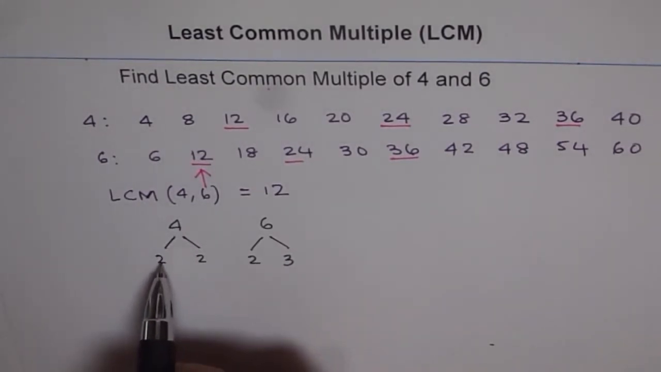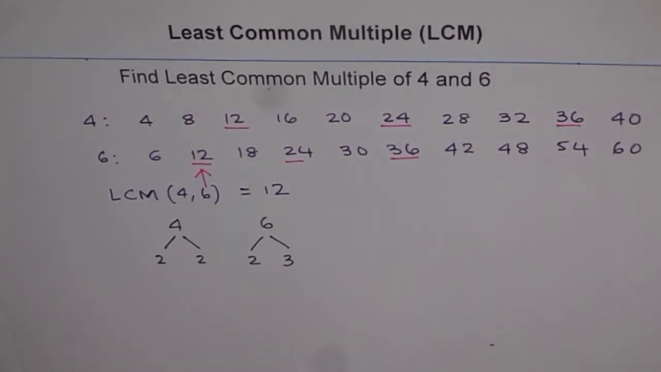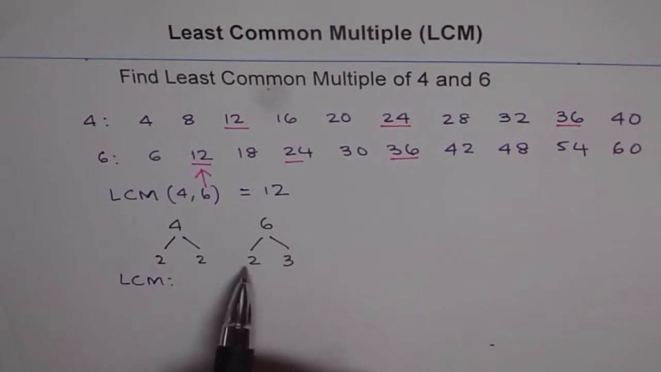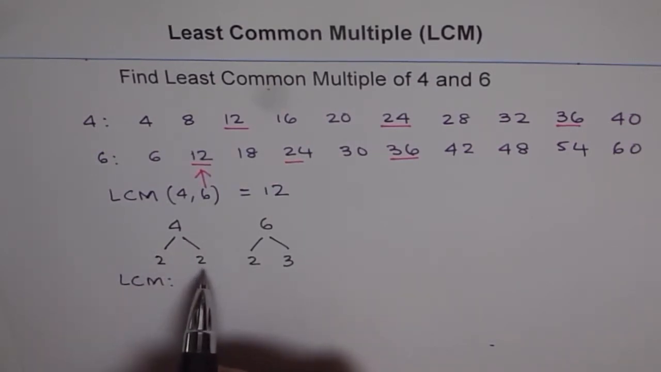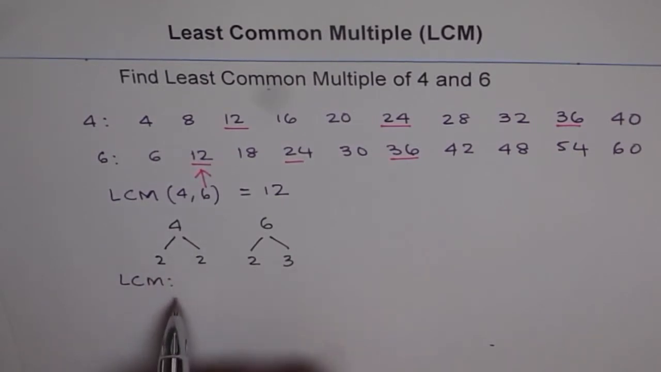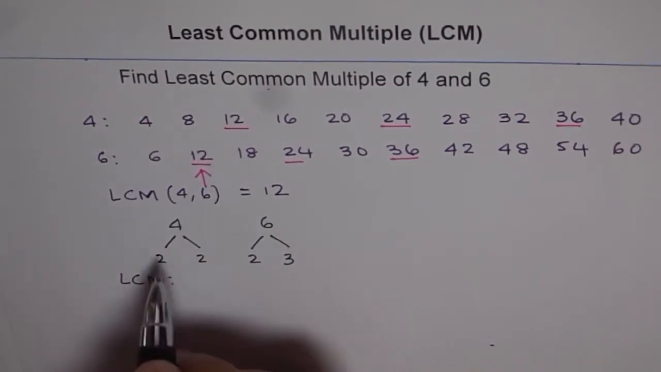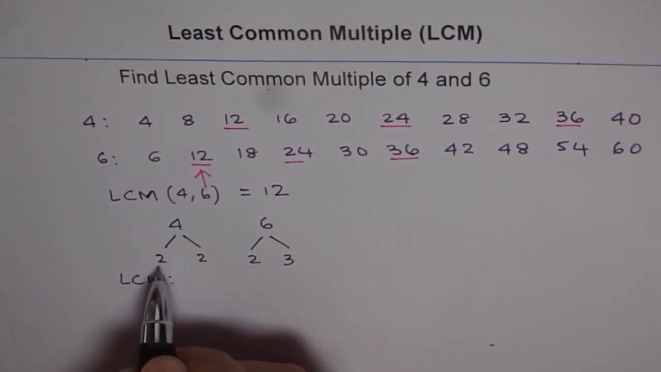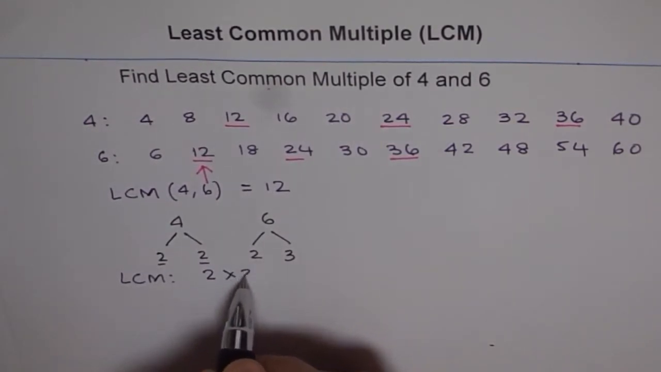For 4, we have 2 and 2. That means when we are trying to find LCM, what we are trying to figure out is what is the lowest number of factors combined together that will give us both 4 and 6. So we select which. For 4 there are two factors of 2, and for 6 there is one factor of 2. So we'll select these two. So they will cover one of 6 also. So let's start with this. We have 2 from here, 2 from here, and if we select these two, we get 4, right? 2 times 2 gives us 4.